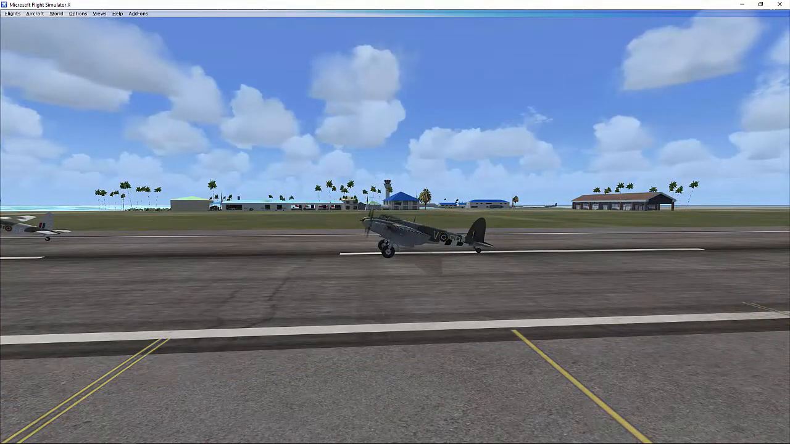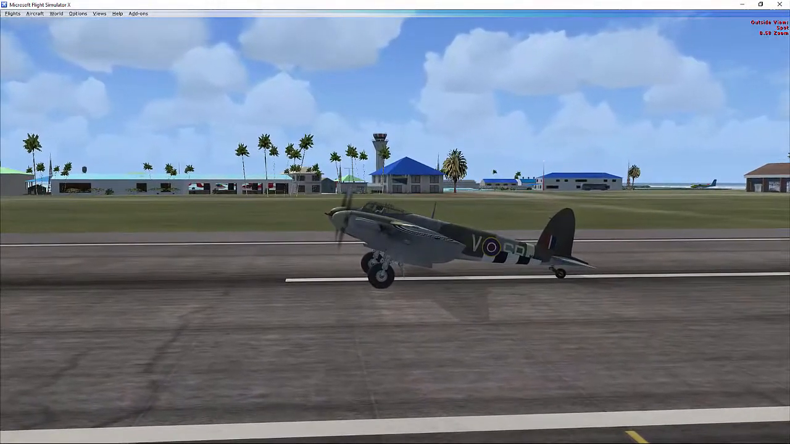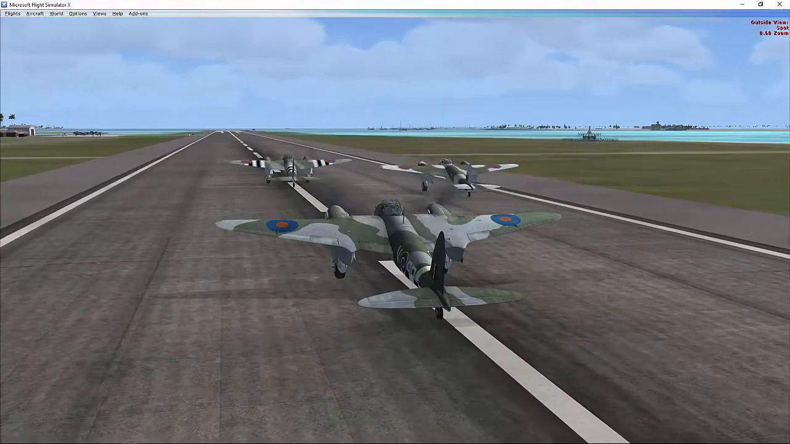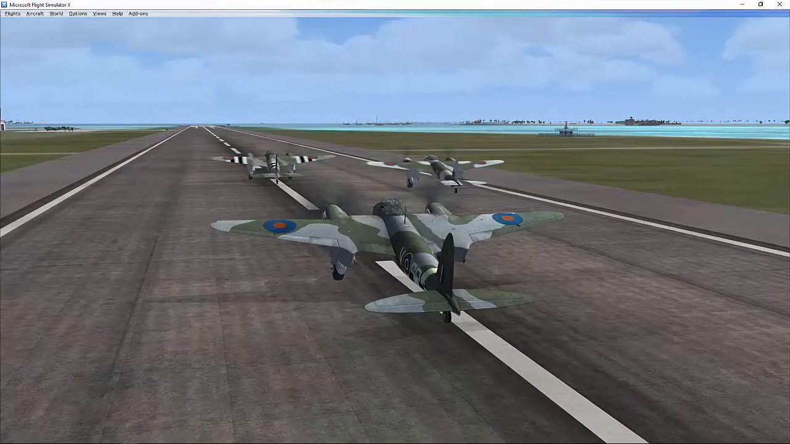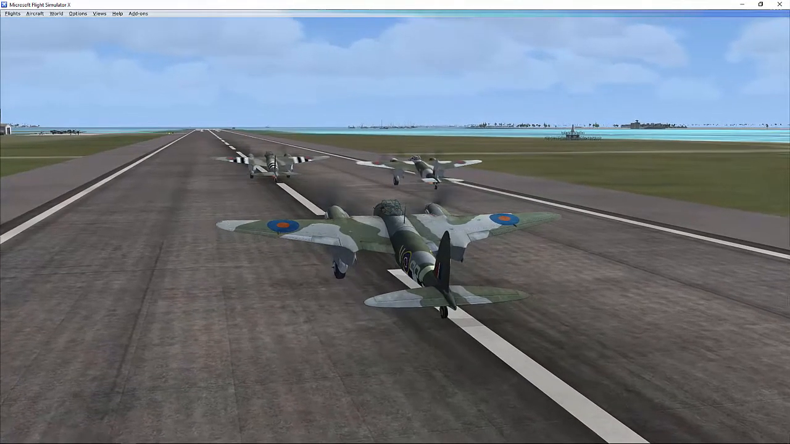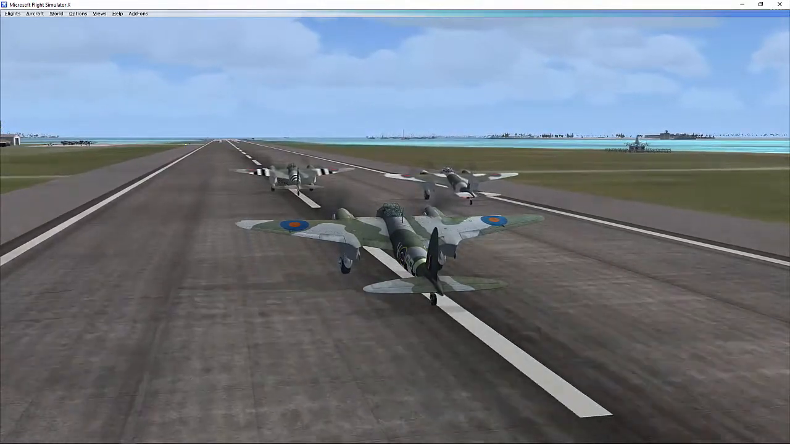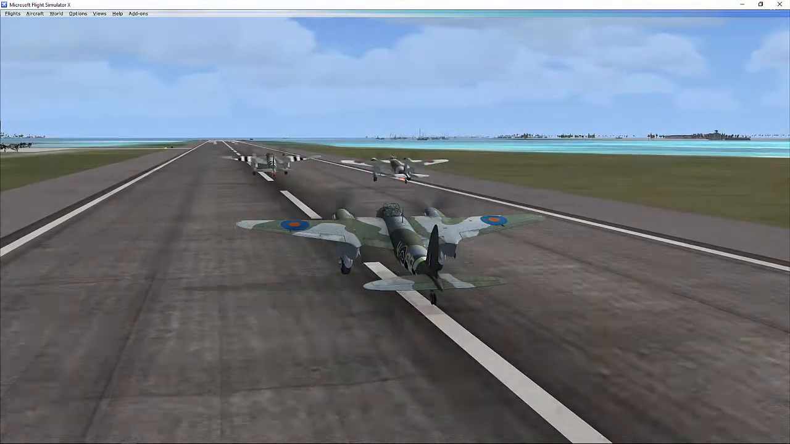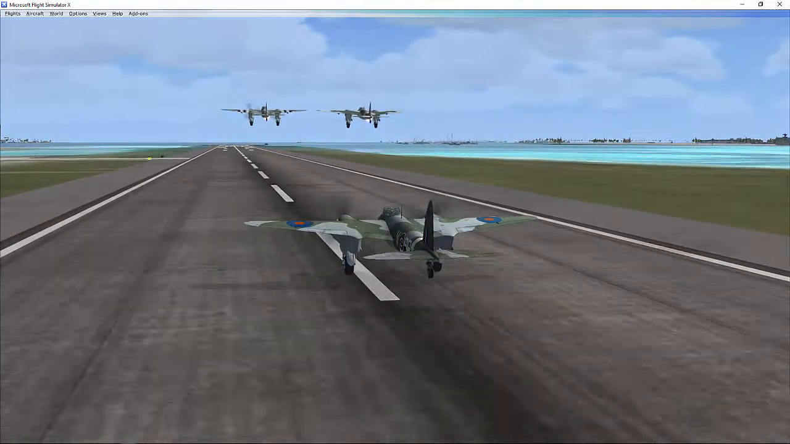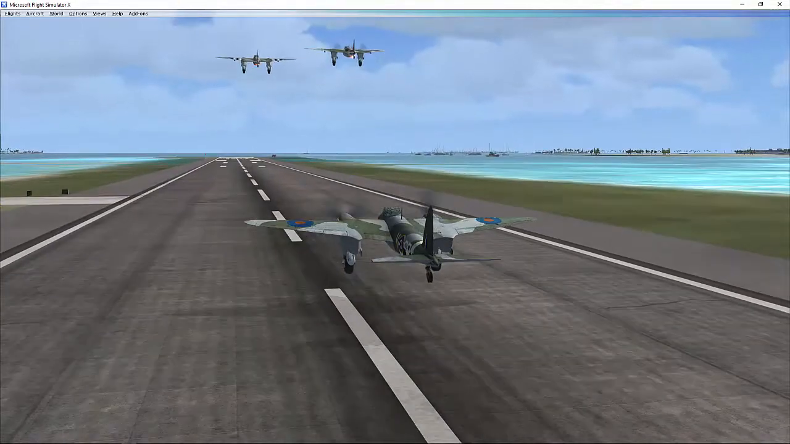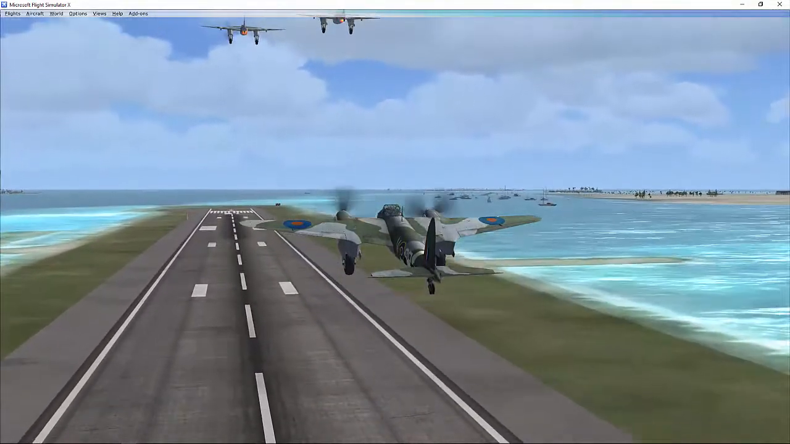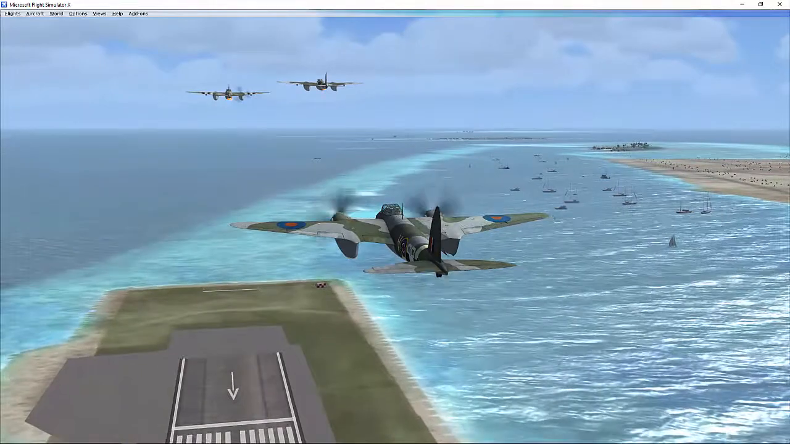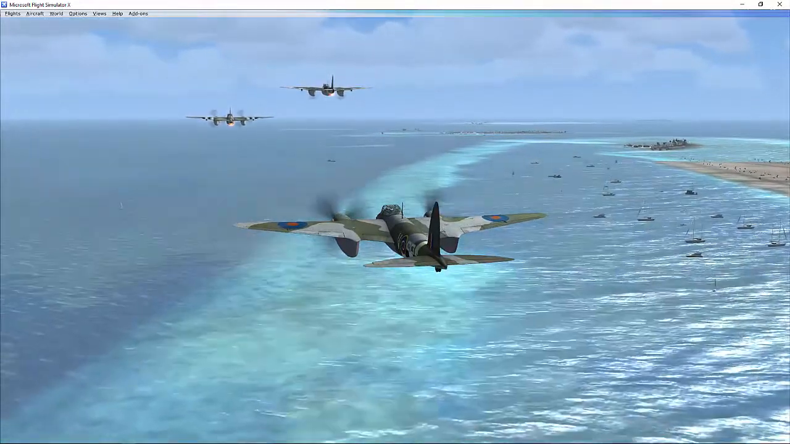We will now go for a formation flight in the Just Flight Mosquito Mark 6. Two other Mosquitoes that you can see in the formation are from Classic British Flight Sim, that particular website. They have much less detail than the Just Flight Mosquito, and therefore have less adverse impact on the frame rate.